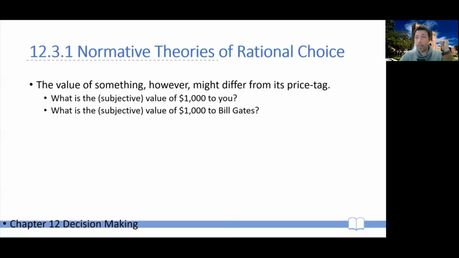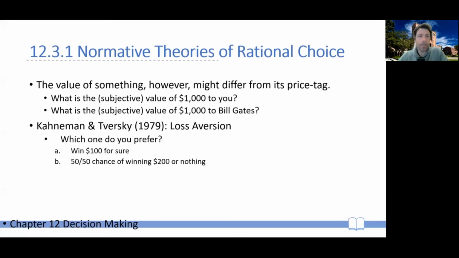Now, a formal demonstration of the fact that monetary value and subjective value are not the same was provided in 1979 in a Nobel Prize winning article by Kahneman and Tversky. They focused on what we now call loss aversion. Let me give you an example.